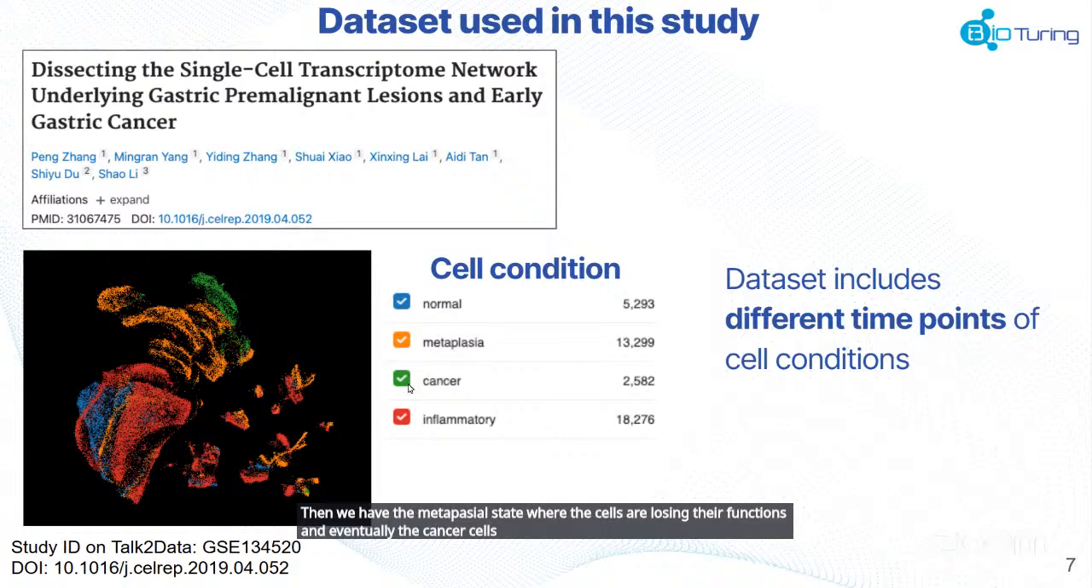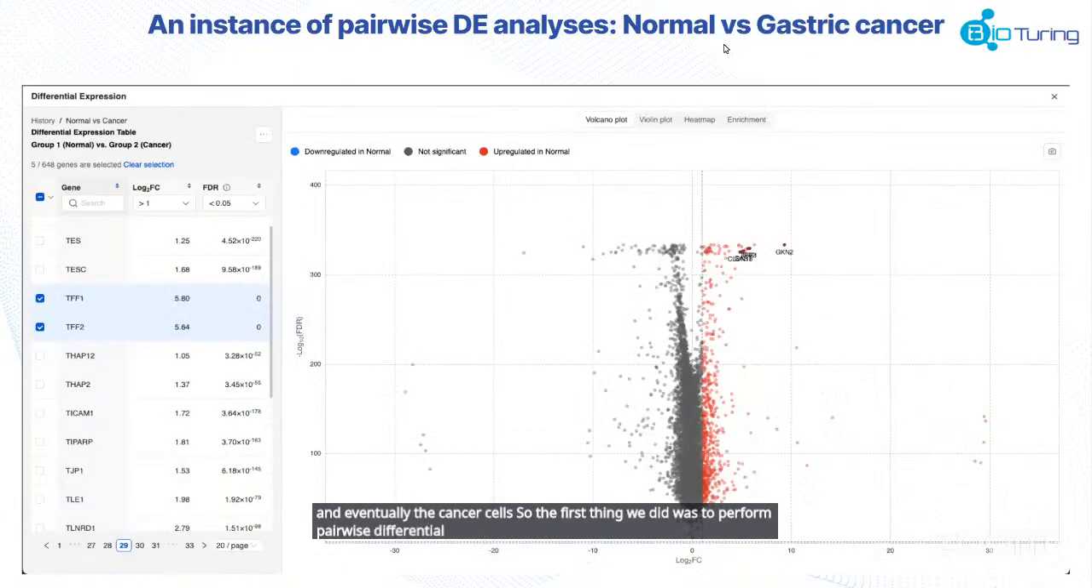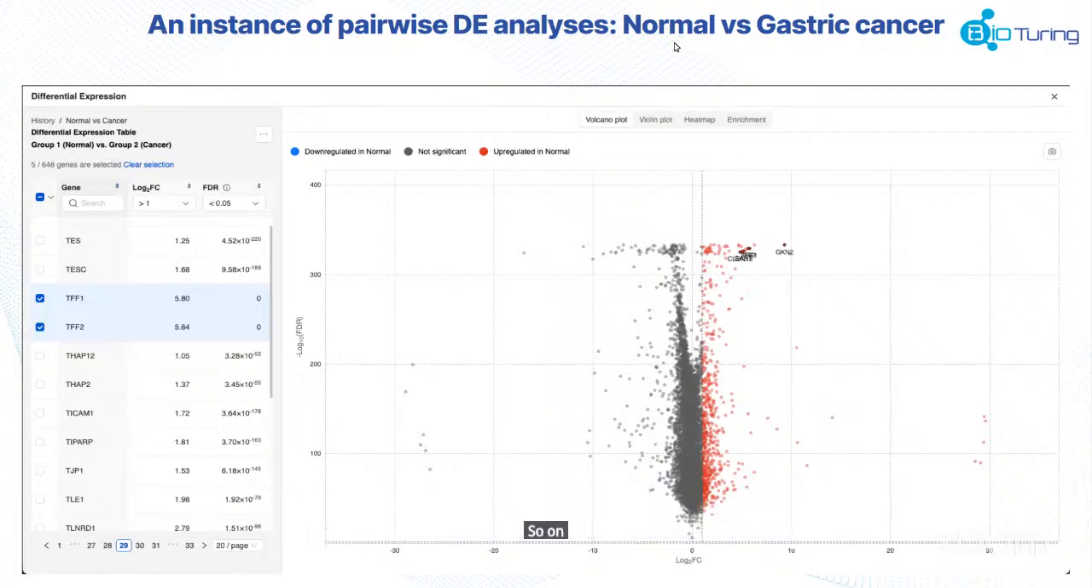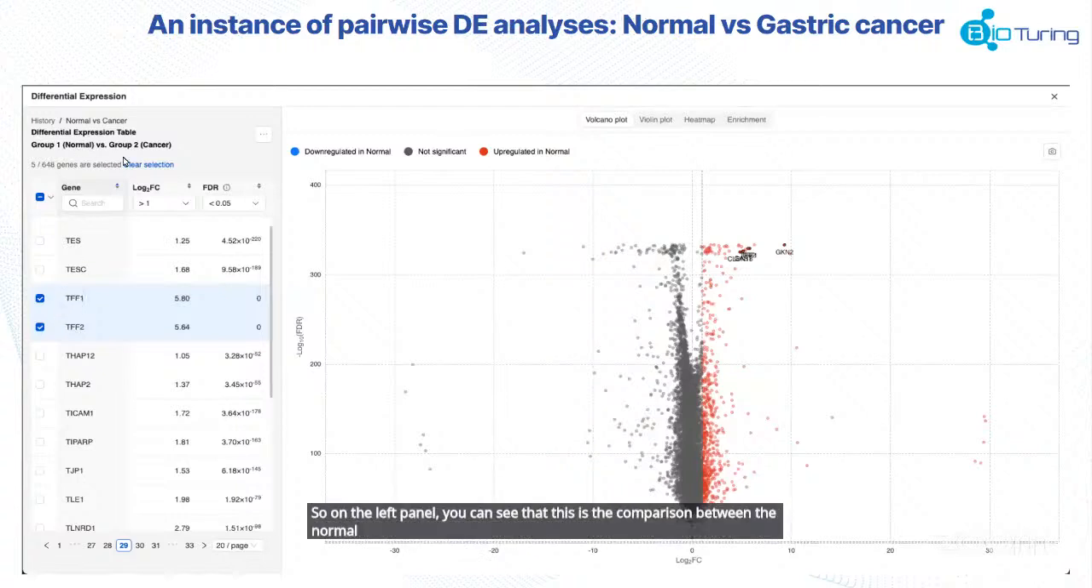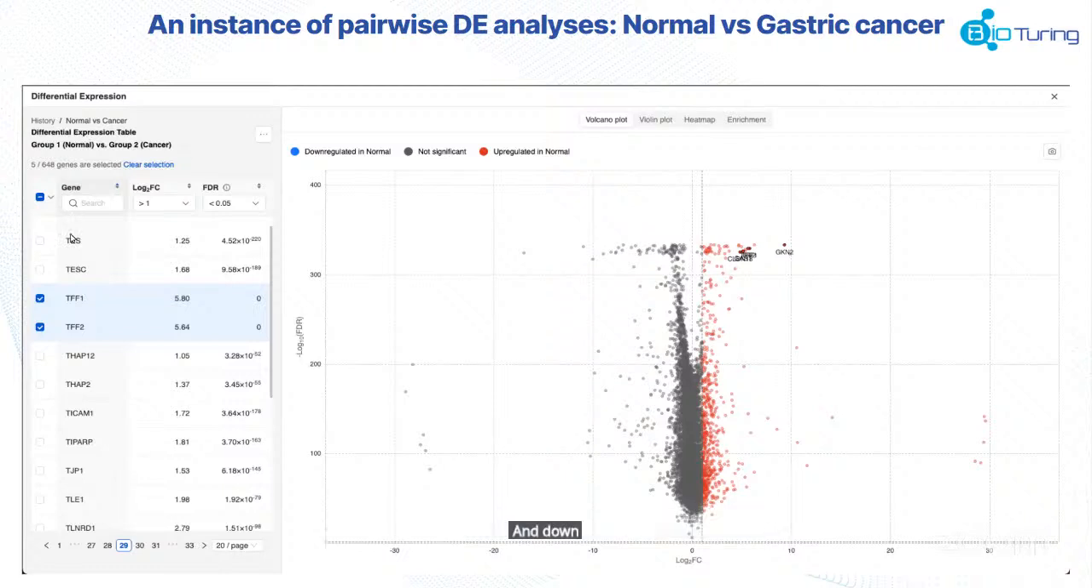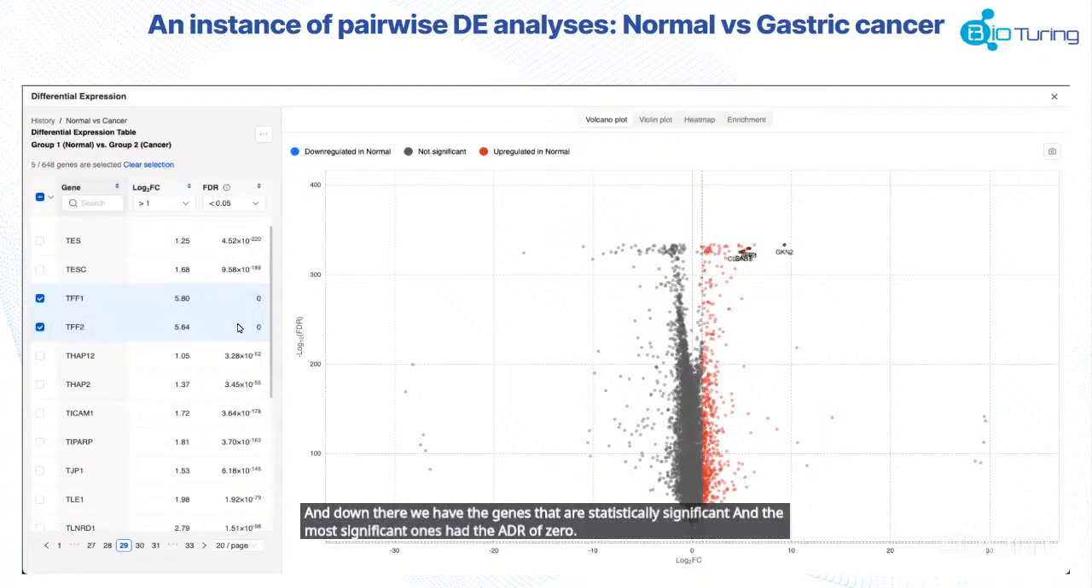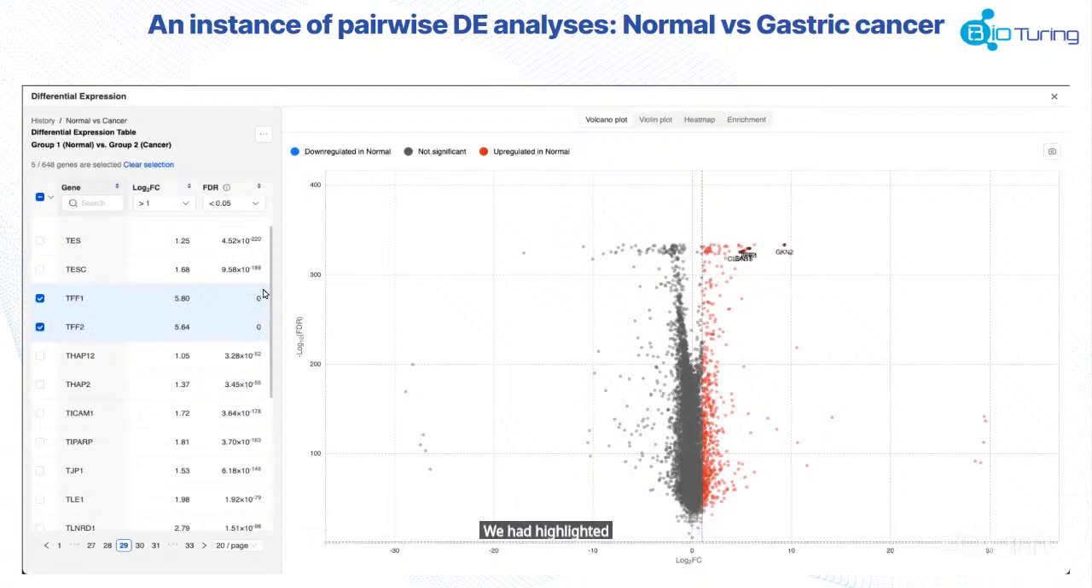So the first thing we did was to perform pairwise differential expressions across these conditions. And because we have a lot of comparisons, here is only one of those examples. So on the left panel, you can see that this is the comparison between the normal and cancer cell. And down there, we have the genes that are statistically significant. And the most significant ones have the FDR of 0. We have highlighted them and their names on the figure on the right.